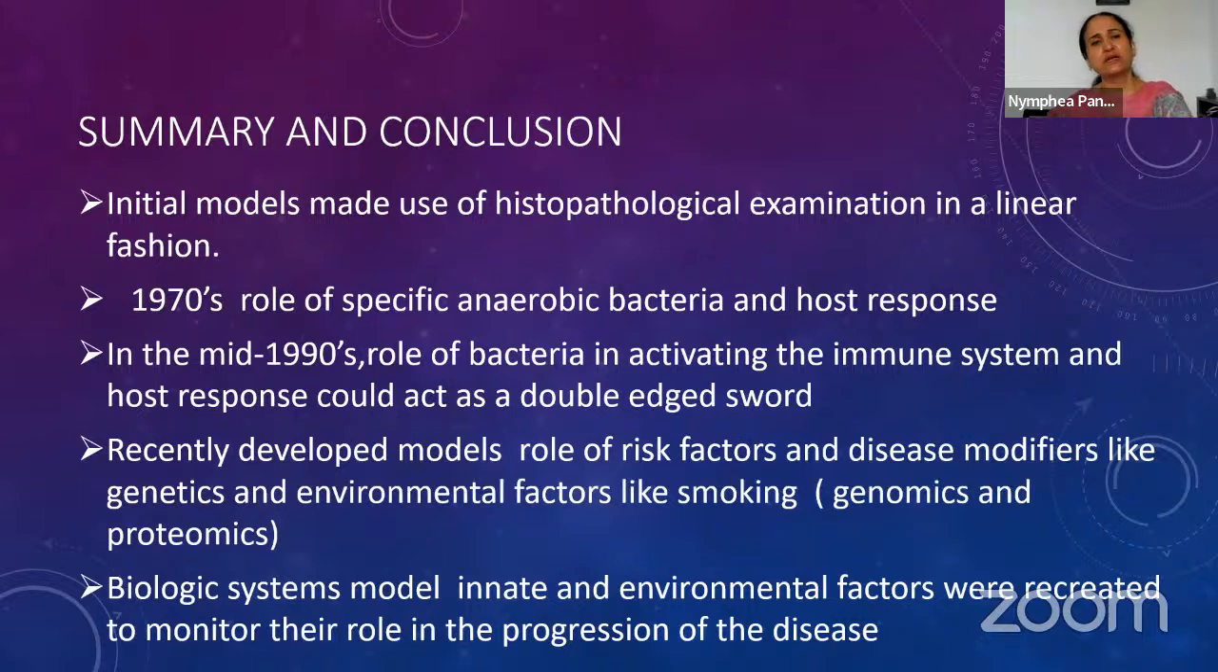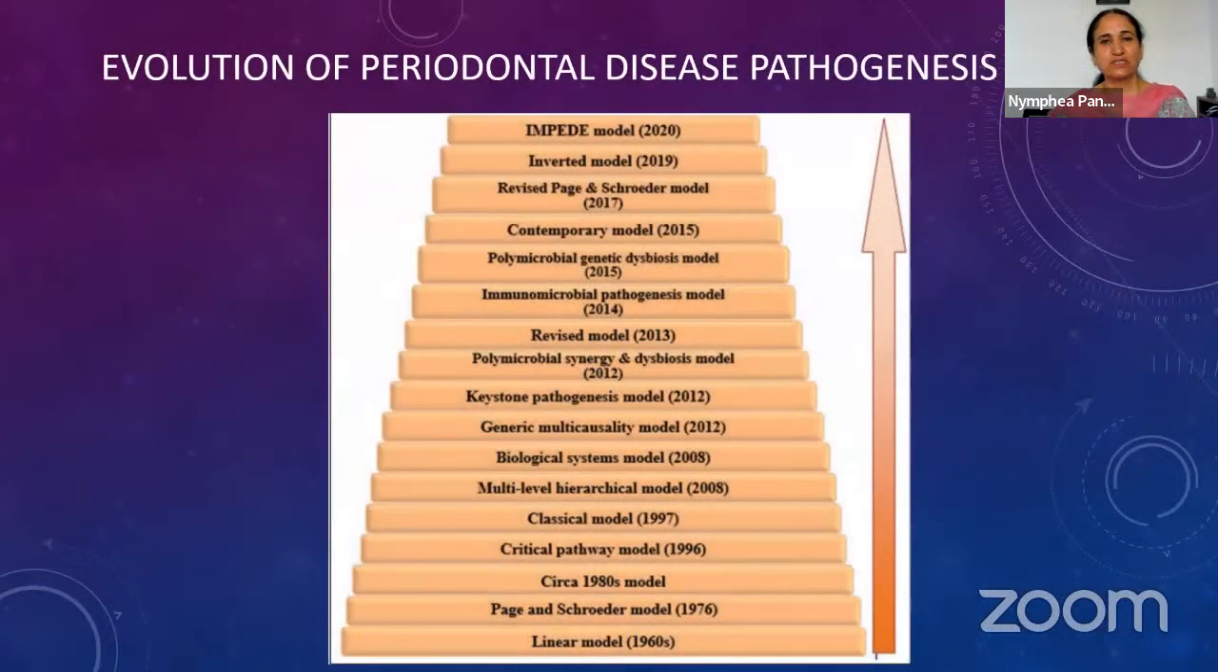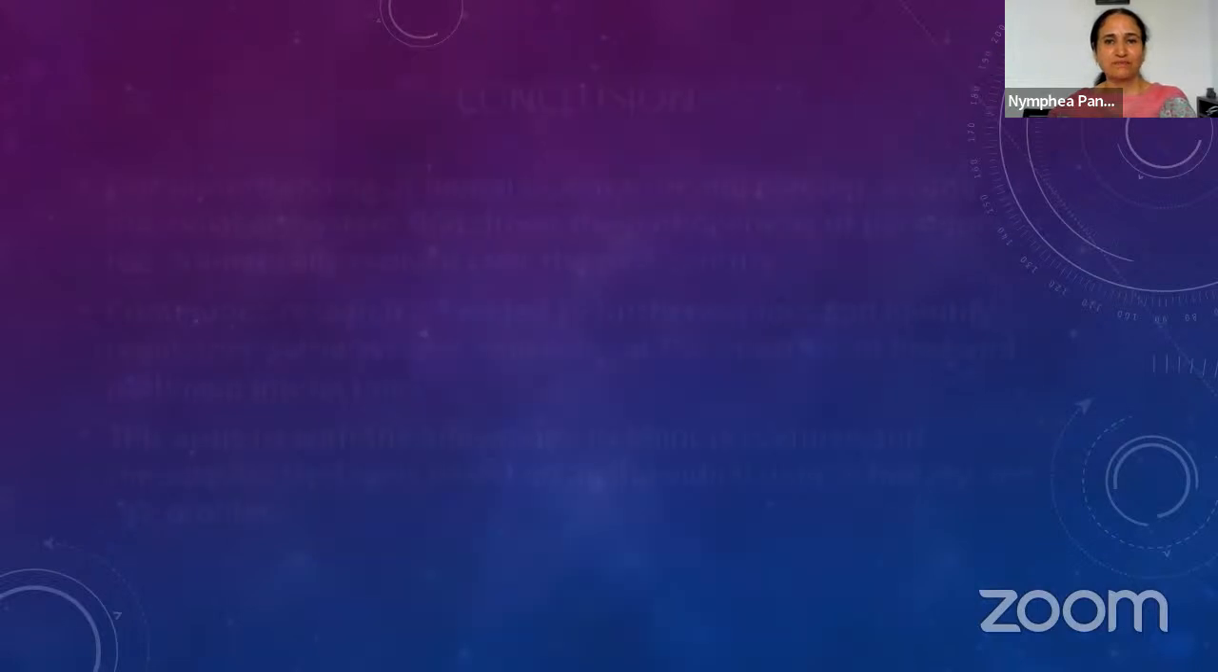Later on, recent models took different omics, developed proteomics and genomics, and studied the local milieu rather than going into the host response and the bacteria. They were studying all these local areas, and the biological models integrated all these systems together for better understanding. This is a diagram which explains the 16 different models that have been given.